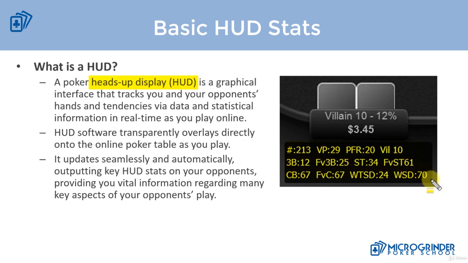And this is a graphical interface, and this is software that transparently overlays directly on top of your online poker client table. What it does is it tracks both you and your opponents' hands and tendencies via data and statistical information in real time as you play. It takes this information, updates it within some sort of a database on your system depending upon the software and what it uses, and it outputs key HUD statistics on your opponents and also on yourself if you want to track your own stats. This provides you key statistical information on how your opponents are playing.